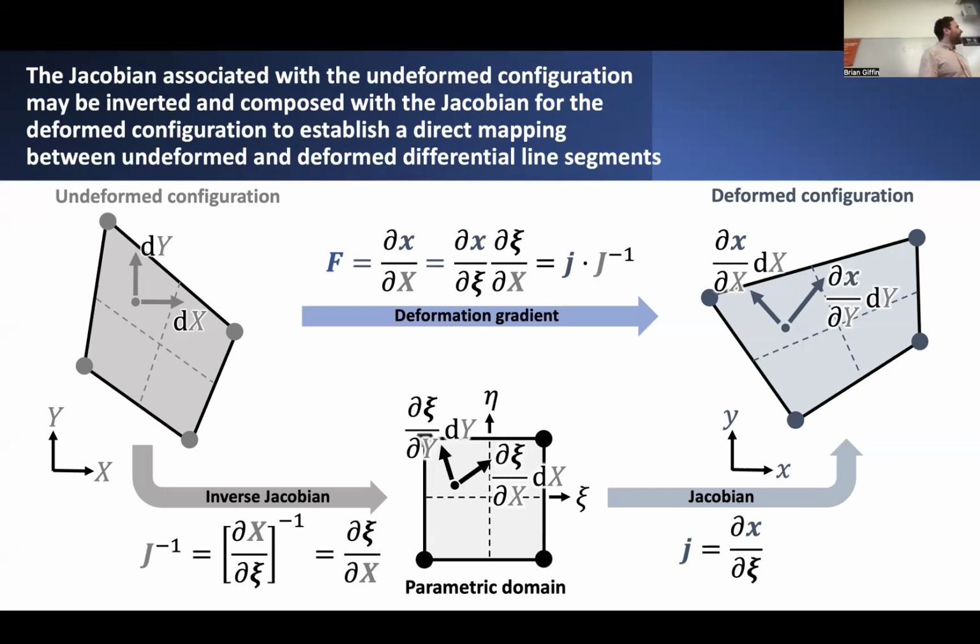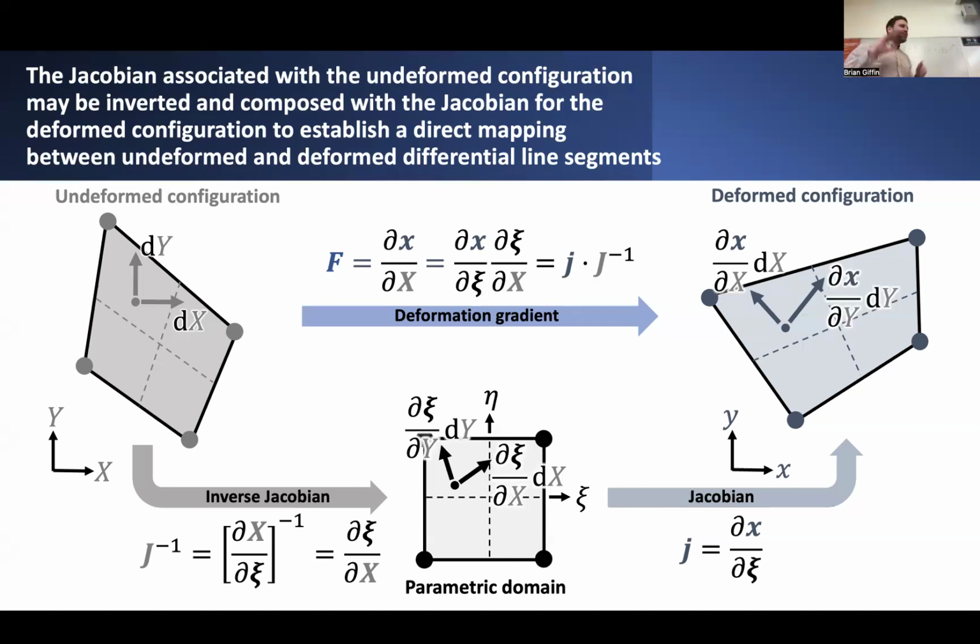And to get there, I actually have to traverse through my parametric coordinate domain. I have to use the inverse of the Jacobian to take this line segment and map it into a corresponding line segment defined in the element's parametric domain, and then use the Jacobian associated with the deformed configuration to take that line segment and deform it again into the element's final deformed configuration. So a total of two mappings. First, the inverse Jacobian, then the forward Jacobian.